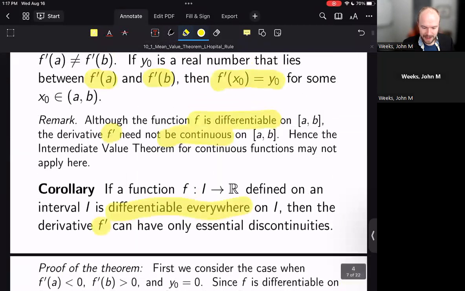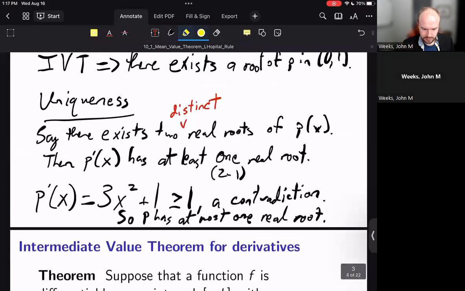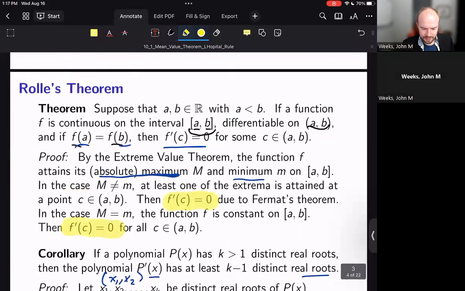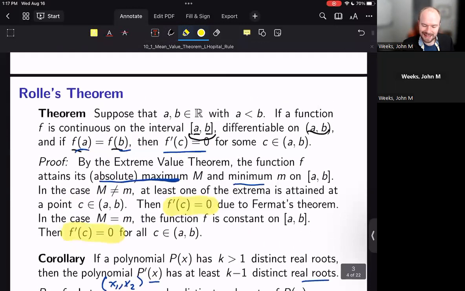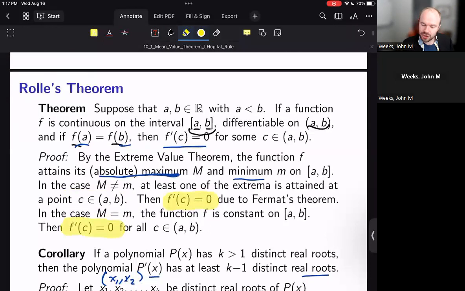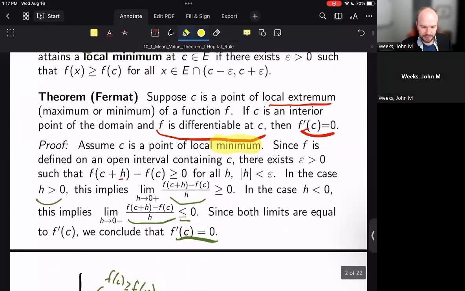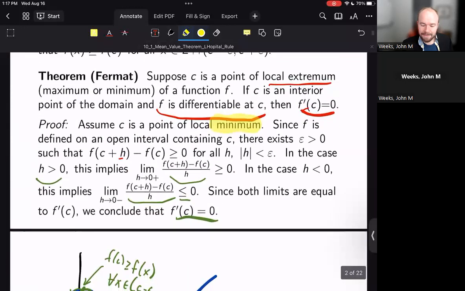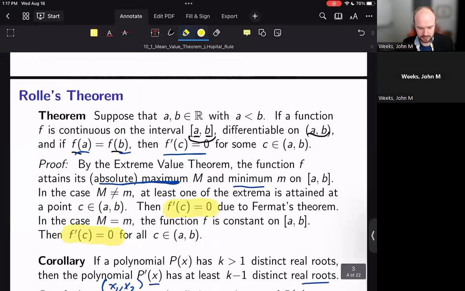Fermat's theorem says, let's go back to it for just a little bit. Fermat's theorem is going to say we can use not the fact that the derivative is continuous, but the fact that the function itself is continuous to help us out here. Here it is: if our function f is differentiable at a point c, then f prime of c is 0. And remember, for this one, we are differentiable on the open interval, so we need to make sure we're not at the endpoints here. So if you have an interior point of your domain and f is differentiable at your point c, then f prime of c has to be 0.